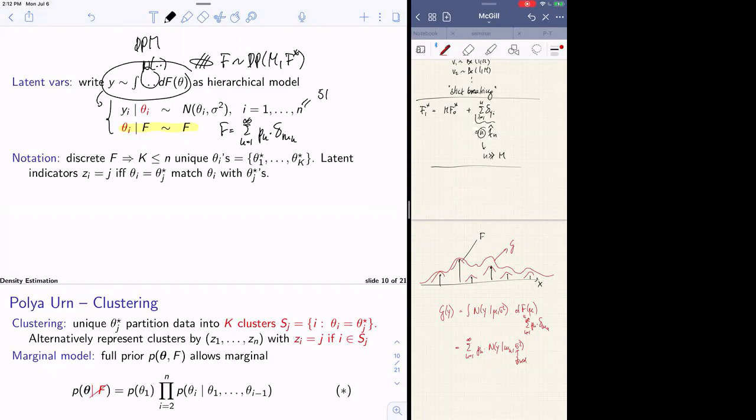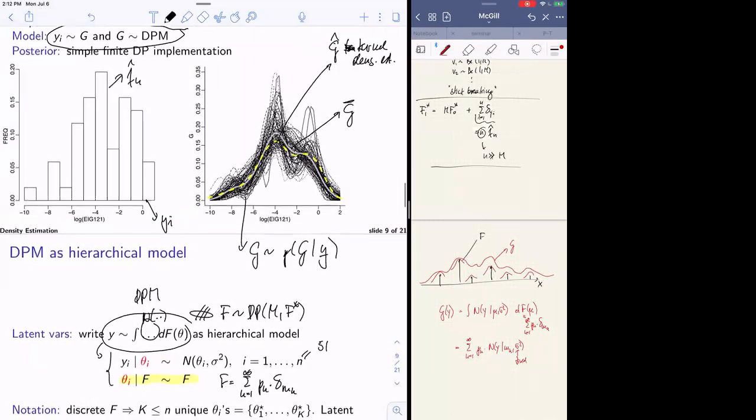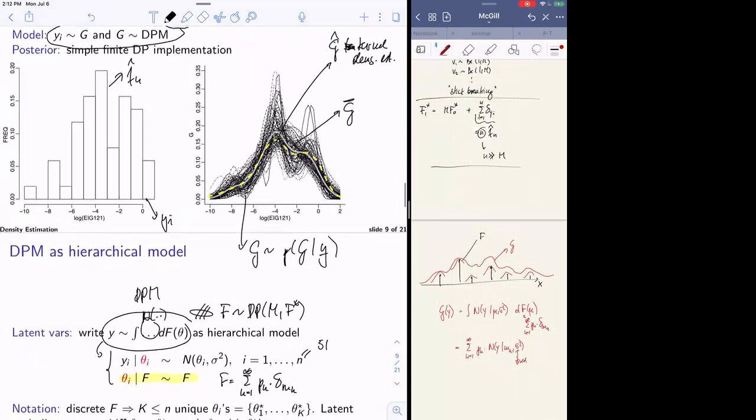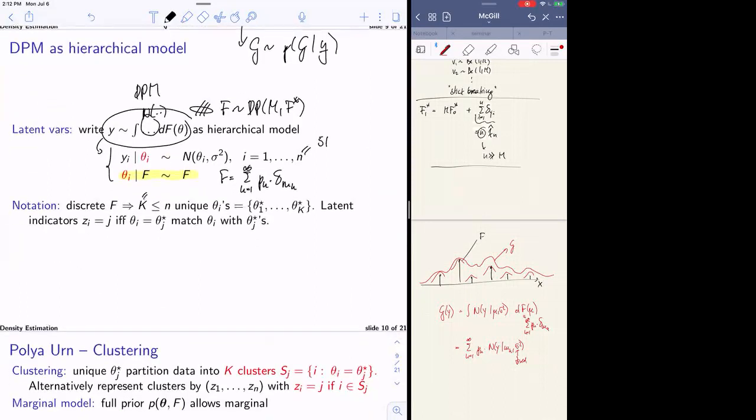Let me just quickly look back to that picture. Looking back, I think there's probably something like 4 or 5 unique ones. There might be only 5 unique values. So of all those 51 theta i's that are introduced here, only 5 of them are different.